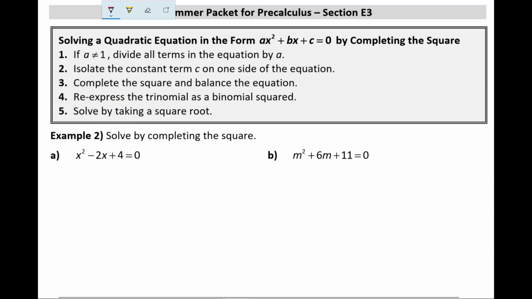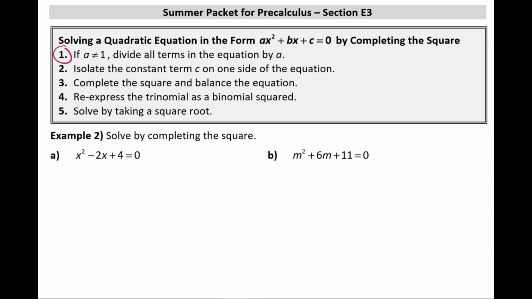In this section, we're going to learn to complete the square in order to solve a quadratic equation in the form ax squared plus bx plus c is equal to 0. First step, if a is not equal to 1, go ahead and divide all the terms in the equation by that coefficient. We want the x squared coefficient to be 1.